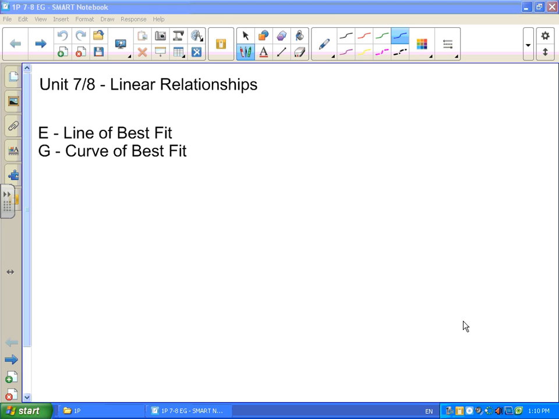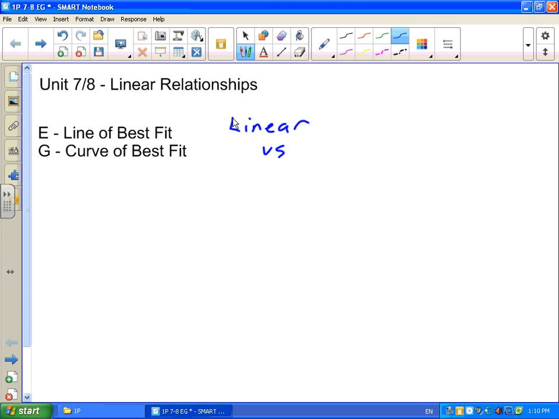This lesson covers some more material out of Unit 7-8, still working with linear relationships. This material is from Box E and Box G. We're going to talk about lines of best fit and curves of best fit. And as we do this, we're going to also talk about the difference between linear and nonlinear relationships.